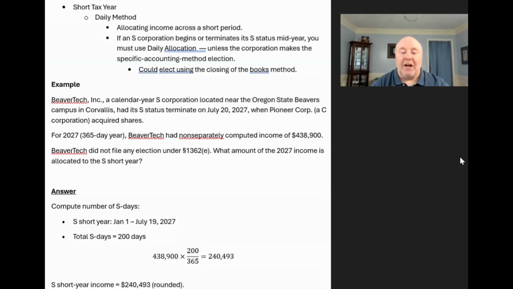The other 165 days, we'd have just done the 438.9 multiplied by 165 divided by 365, and that would have told us what the remainder of the year was for the C Corp, or whatever entity we're going to have there. But that's the mechanism that we're going to be using when we go through here. So when you have a question on the CPA exam or the enrolled agent exam or in class, this is what you will be doing if it tells you you're using the daily method.